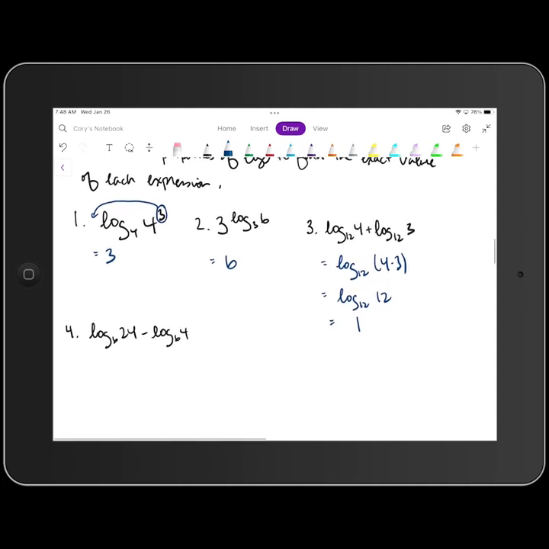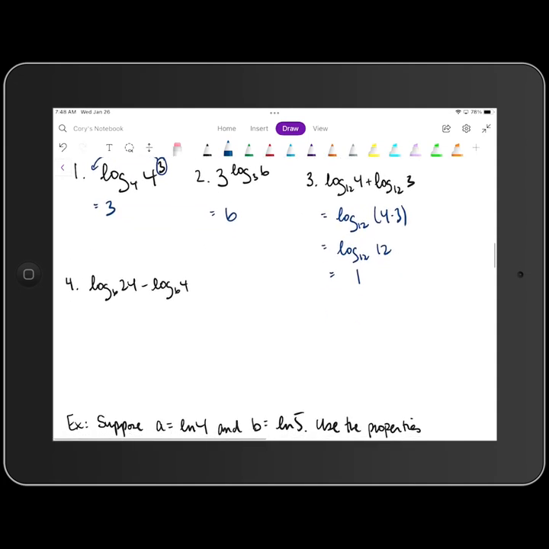Similarly, for number 4, we are subtracting the log base 6 of 24, and we're going to subtract the log base 6 of 4. So if we're subtracting 2 logs that share the same base, we can combine into a single log by dividing their arguments. So 24 divided by 4 winds up being 6. And the log base 6 of 6, once again, is equal to 1.